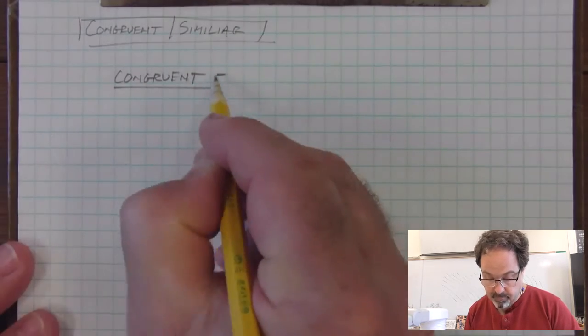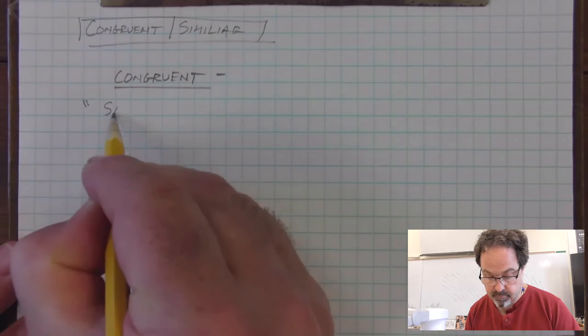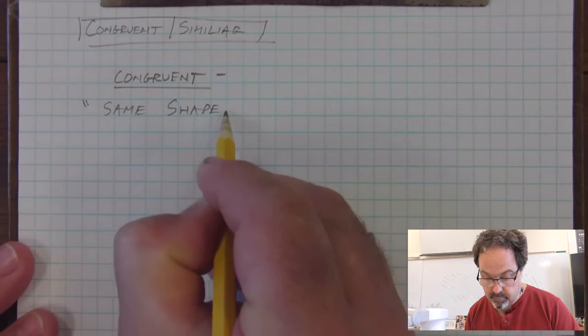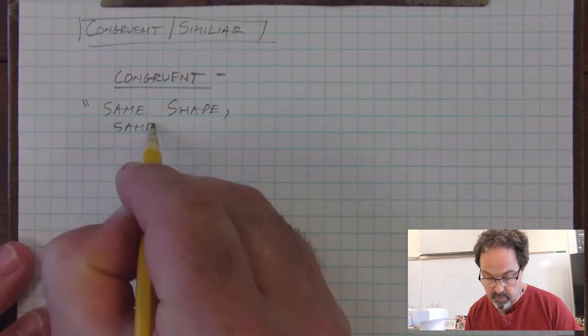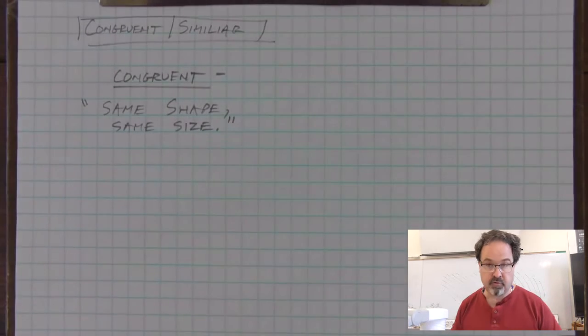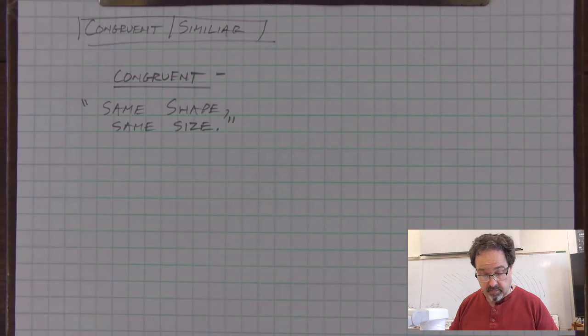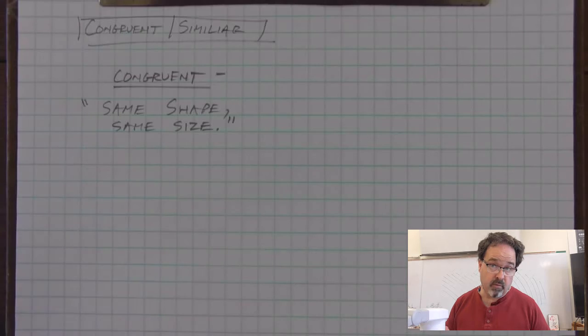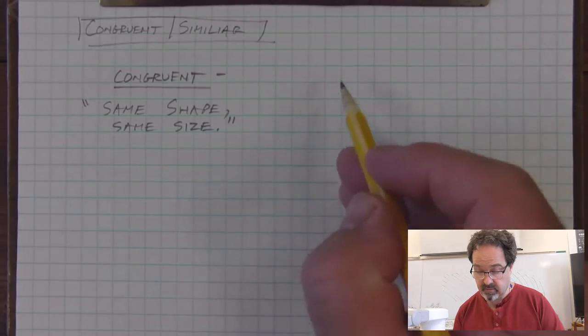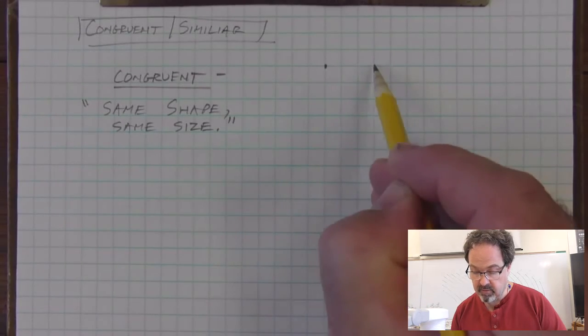Congruent means "same shape, same size." But I put this definition in quotations because it's informal. When we get to geometry, we have a more sophisticated way of defining what it means to be congruent. But this is very useful. Same shape, same size. Let's give an example.